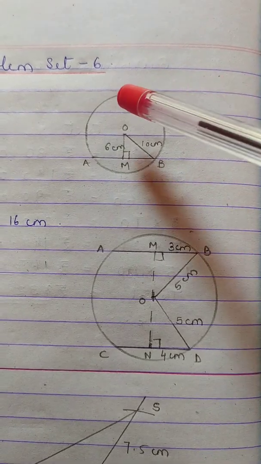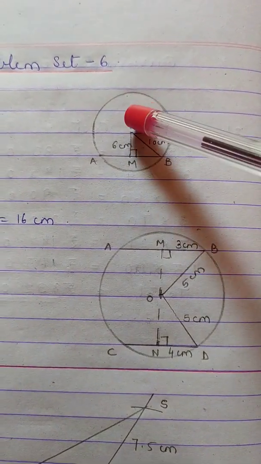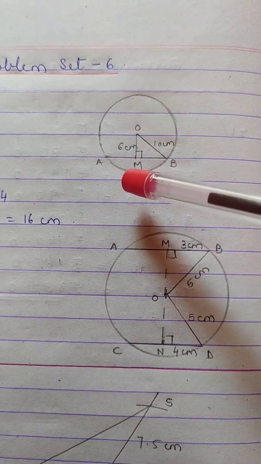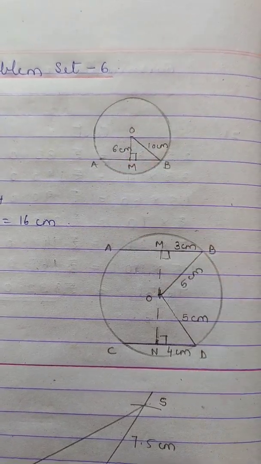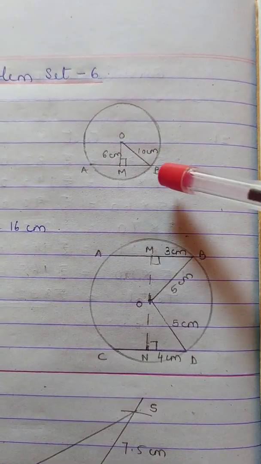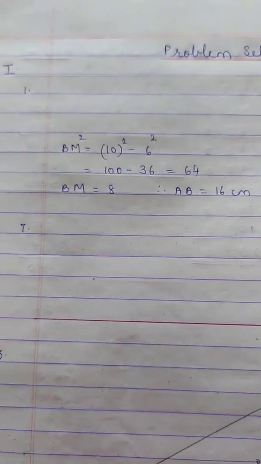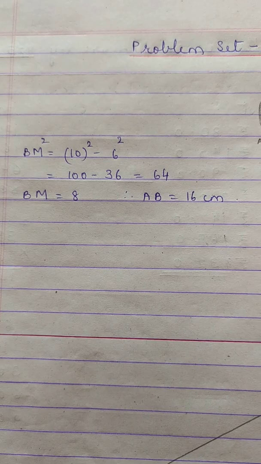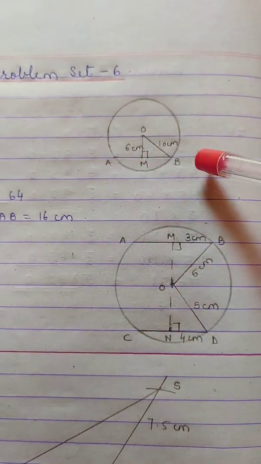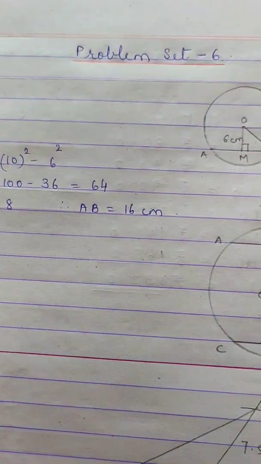So the question is, the radius is given 10 centimeter. The distance from the center to the chord is 6 centimeter. You have to find the length of the chord. So 10 square minus 6 square, 100 minus 36, 64. So BM is 8 and therefore AB is 2 into 8, 16 centimeter. Therefore the correct option is A.